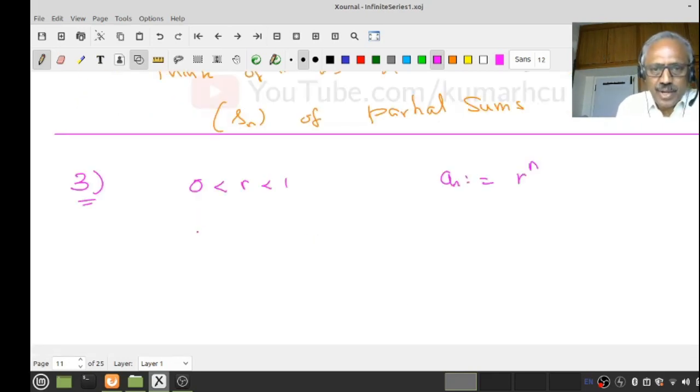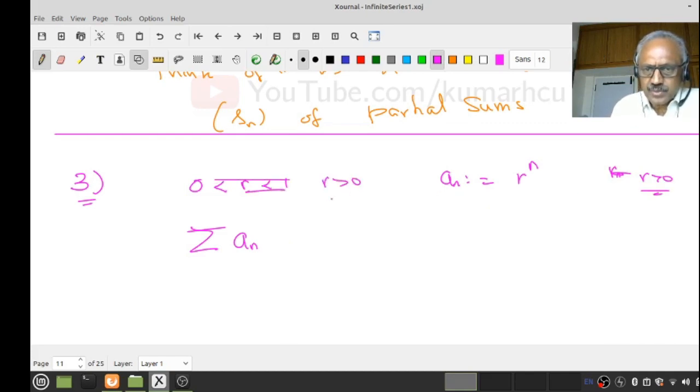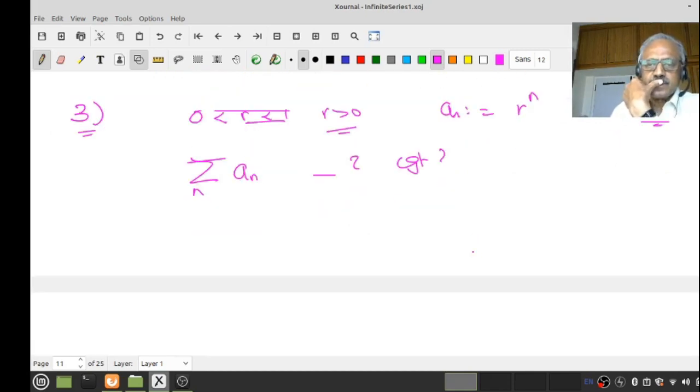Right now, I want to know whether this series is convergent. If you want, simply say r is positive. Let me look at r is positive. Then I want to know whether this is convergent. So what should I do? Now all of you know what the trick is. We should always look at the partial sum. What is the partial sum?